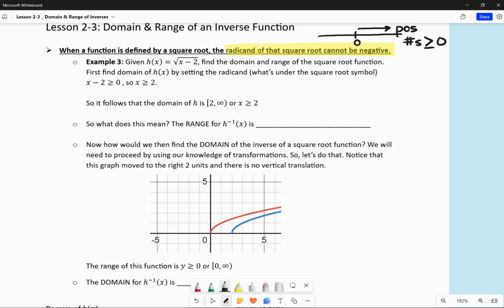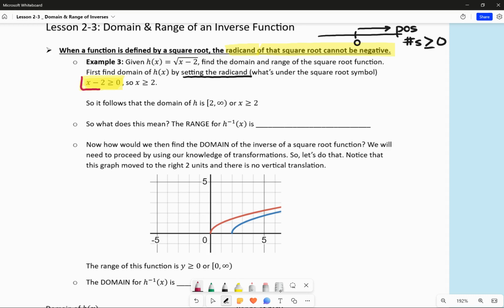So if I look at x minus 2 square rooted, and I want to find the domain and the range of the square root function, I want to make sure that I set the radicand, the stuff underneath the radical, to be greater than or equal to 0. And that's what I did right here, okay? Notice it's greater than or equal to 0 right there.